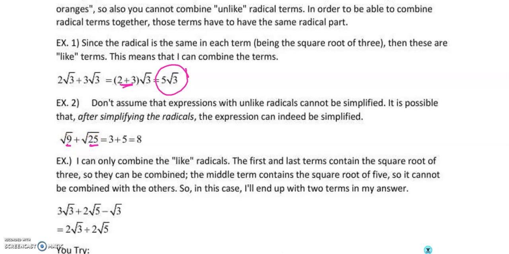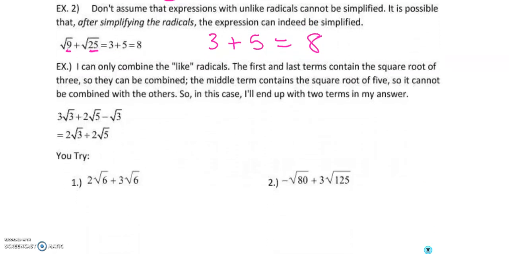But you should recognize in this example, they're perfect squares. So the square root of 9 is 3. The square root of 25 is 5. And then they're just plain old regular numbers, and you can add those up to get 8. So you always want to look at your radical to see if it can be simplified before adding or subtracting.